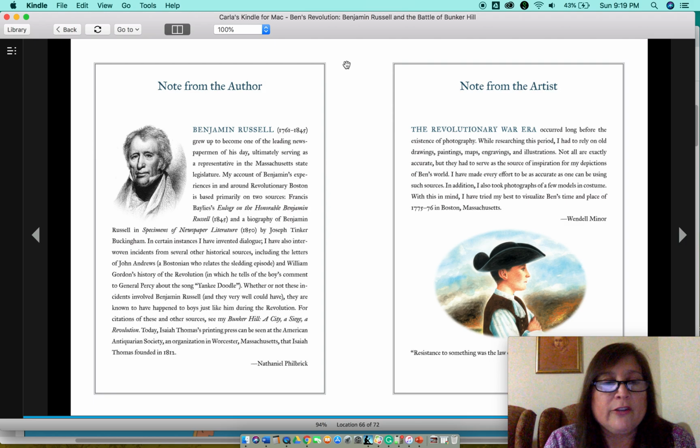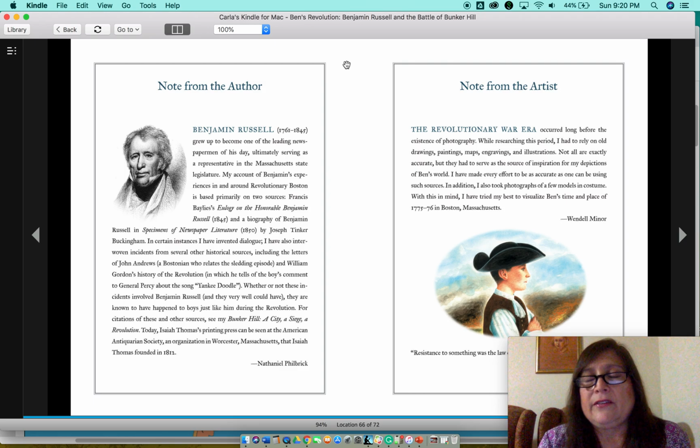I have also interwoven incidents from several other historical sources. So he also used other historical sources, including the letters of John Andrews, a Bostonian who relates the slaving episode, and William Gordon's history of the Revolution, in which he tells of the boy's comments to General Percy about the song Yankee Doodle. So here the author lets us know where he got the information, and this is about the Revolutionary War. It is about the life of Benjamin Russell when he was a young boy.